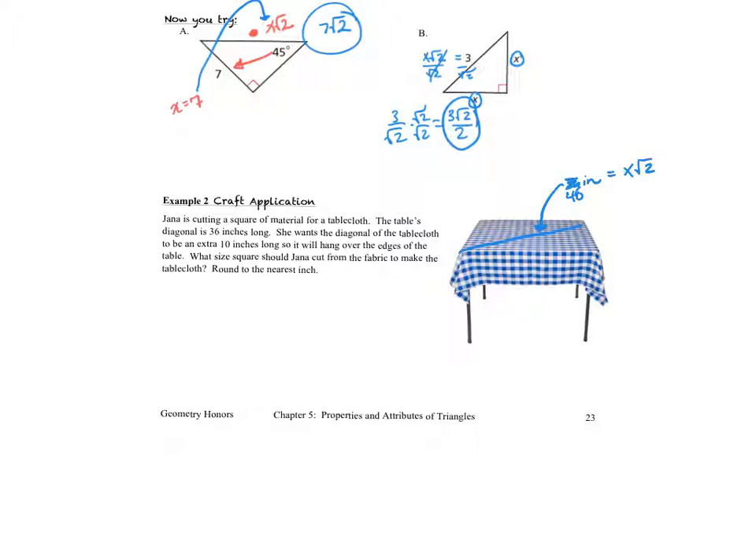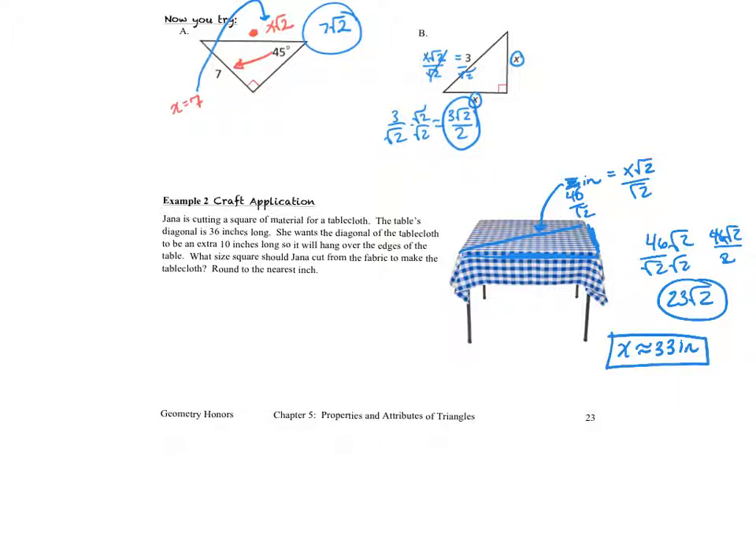What size square should Jane cut from the fabric to make the tablecloth? And round to the nearest inch. So what we're saying is, how long should this piece be by that piece? So since we know 46 equals x radical 2, we can divide both sides by radical 2. 46 over radical 2, we're going to rationalize that denominator. We end up with 46 radical 2 over 2. And then simplify that, you get 23 radical 2. If you calculate this in your calculator, you'll get x to be about 33 inches.